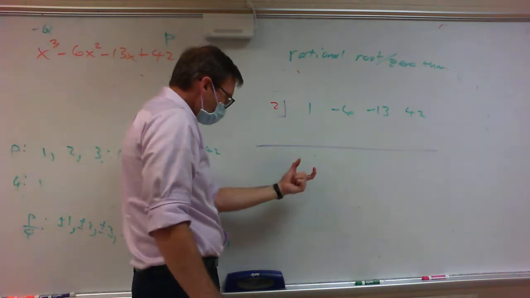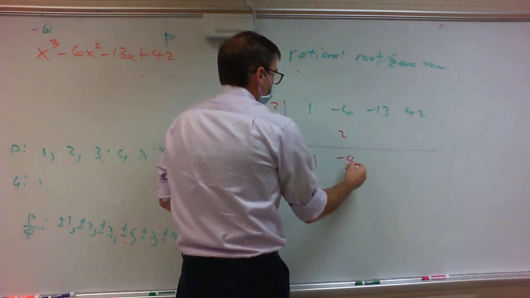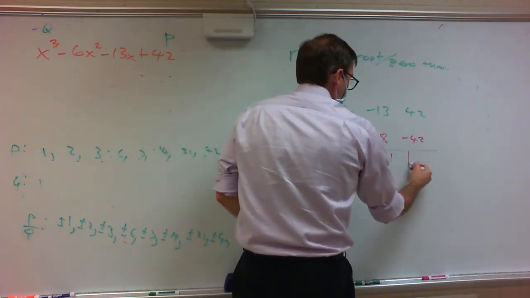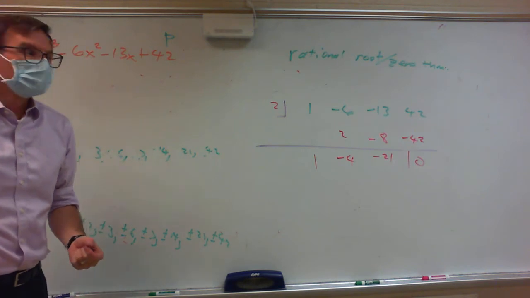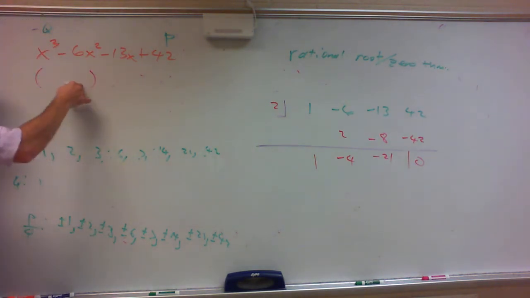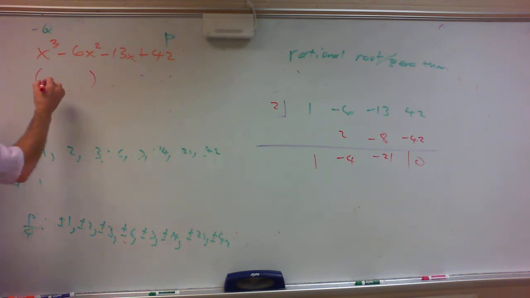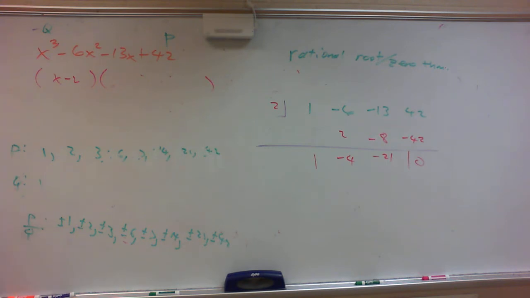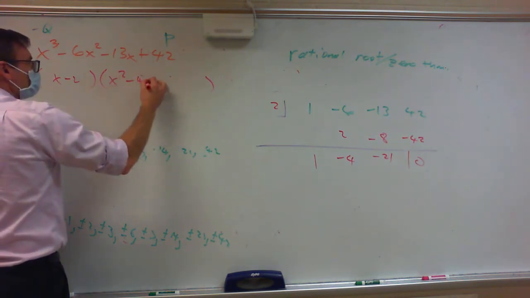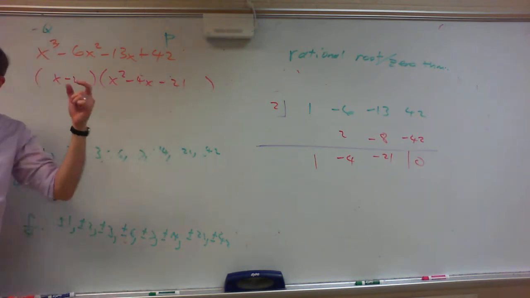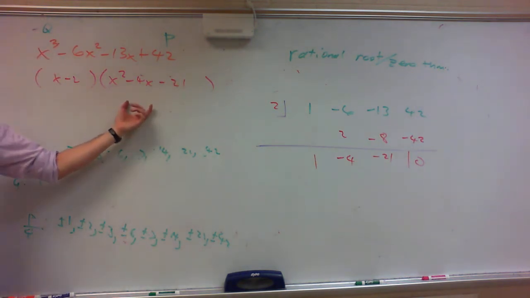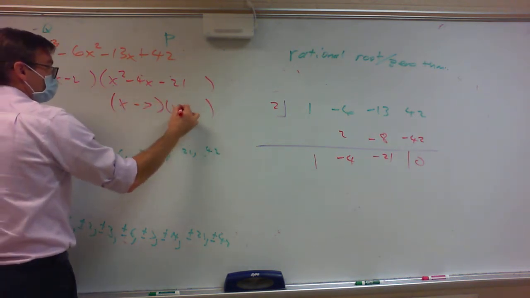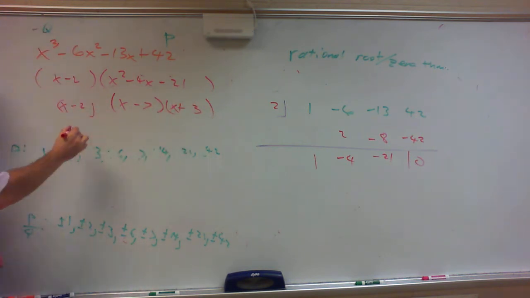So let's see. I'll bring the 1 down. That's 2. I get -4, -8, -21, -42. Does 2 work? Yeah. So if 2 works, I get an x minus 2, and then what goes here? x squared minus 4x minus 21. Now I get a quadratic, right? Can I factor that? Hopefully. When I factor that, that's going to give me an x minus 7 and an x plus 3. I still have my x minus 2.